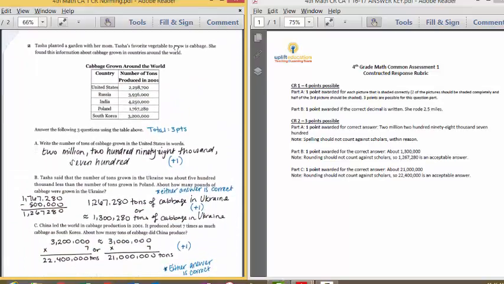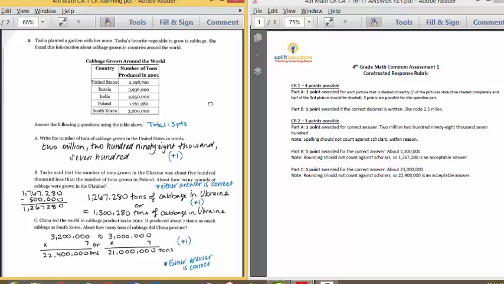Going down to question number 2. Question number 2 asks scholars to take a close eye at this table and then to answer questions related to the table. Constructed response question 2 is worth a total of 3 points.